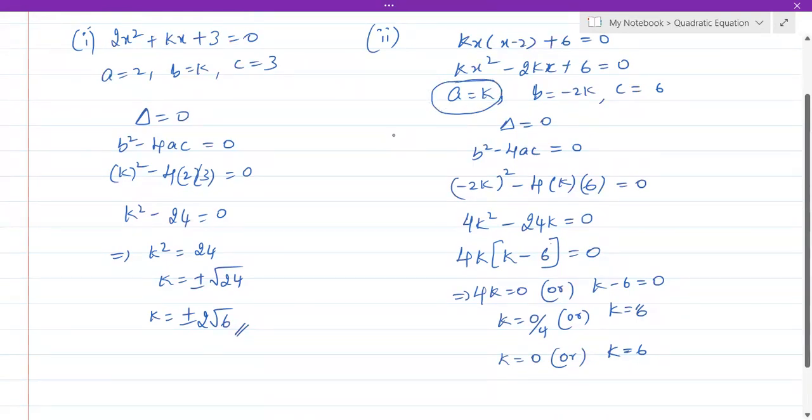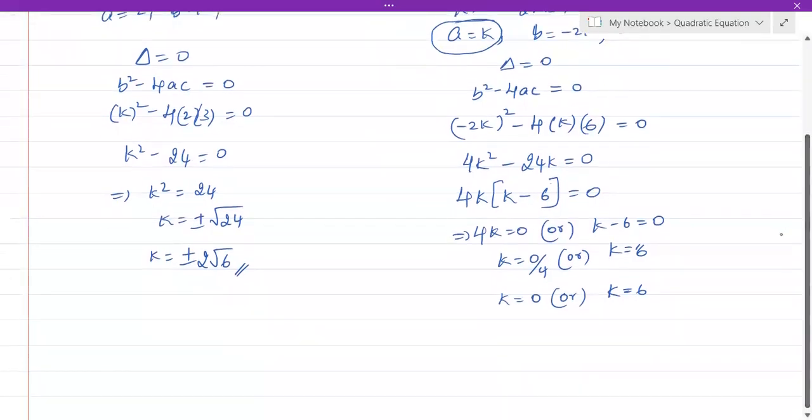And remember, when we started with quadratic equation, the a cannot be 0 because if a is 0, it doesn't become a quadratic equation. It will become a linear equation, isn't it? That is why a value should not be equal to 0. So here, since a is equal to k, a cannot be 0, which means k cannot be 0. Therefore, the correct value is 6. Okay, this is the correct value.